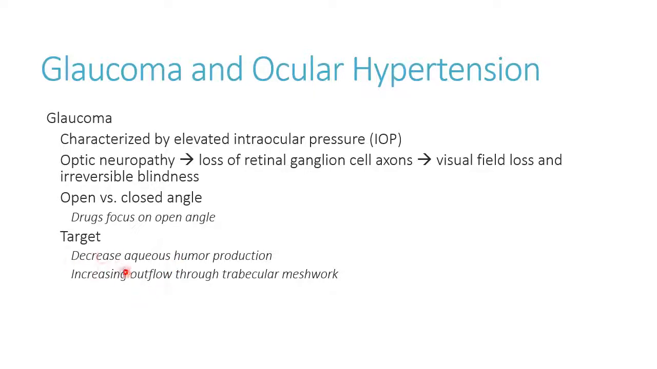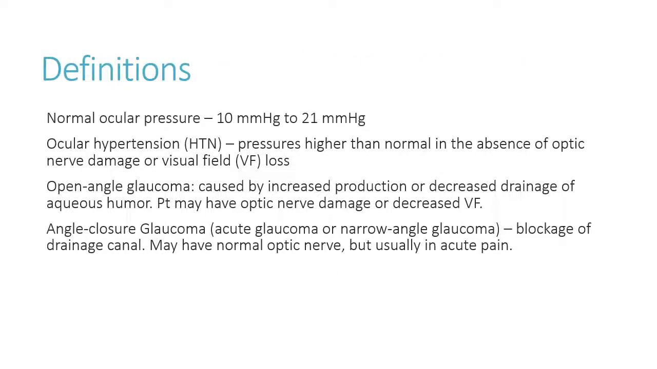Anyway, you're going to find that most of our drugs target one of these two mechanisms. They either work to decrease aqueous humor production, or they increase outflow through the trabecular meshwork, or the canal of Schlemm, one of my favorite organs. Normal pressure is usually 10 to 20 millimeters of mercury. Anything above that is when we're going to see ocular hypertension.